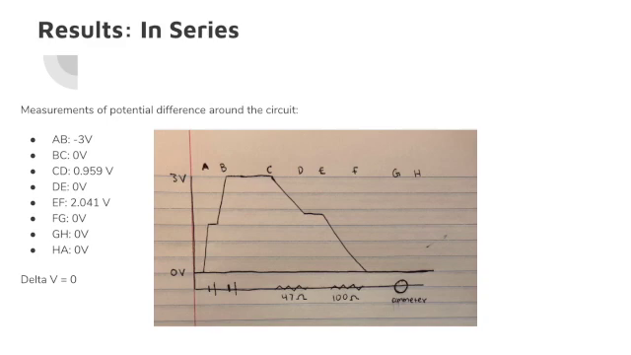Using the voltmeter, I was able to measure potential differences around the circuit. Between points A and B, I got -3 volts, which was around the battery. Between points C and D, around the first resistor, I got a positive value. And between points E and F, around the resistor with a larger resistance, I got a larger positive value. When all these values were added up, I got a delta V of exactly 0, which was consistent with theoretical values for the circuit.